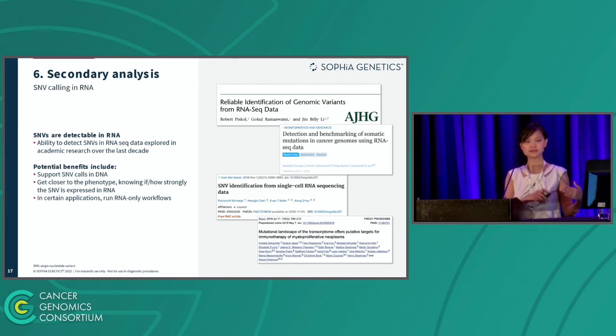So taking a step away from talking about fusion detection, you can also use RNA for SNP and indel calling, and the ability to detect SNPs and indels in RNA sequencing data has been explored in academic research over the last decade, and you see many, many publications on this point. One of the biggest benefits is in certain applications, it might be possible to run just an RNA-only workflow. However, there are particular limitations to this.